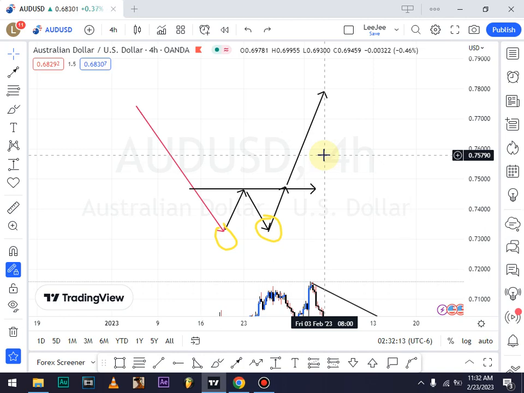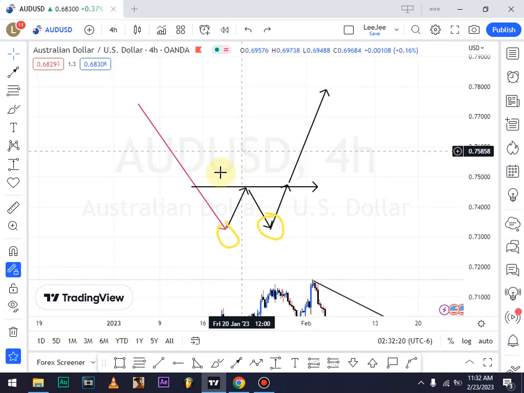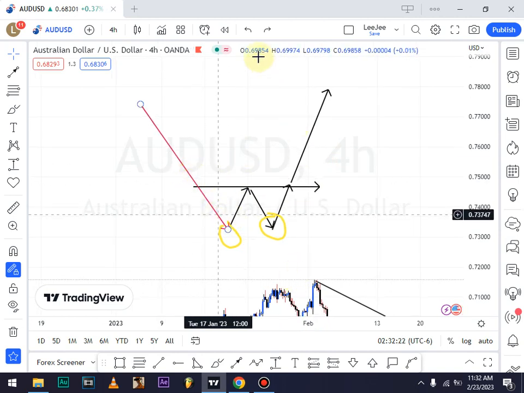We have the first low. This is when the price bounces back for the first time, the first low. As you can see, this is now price.